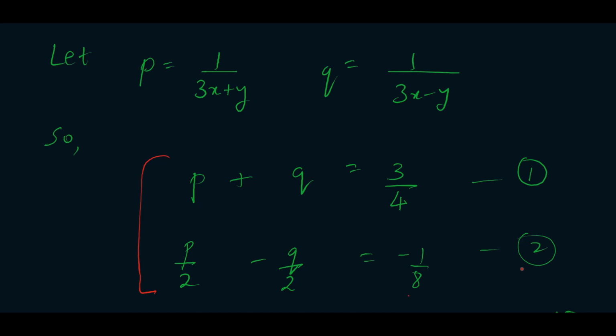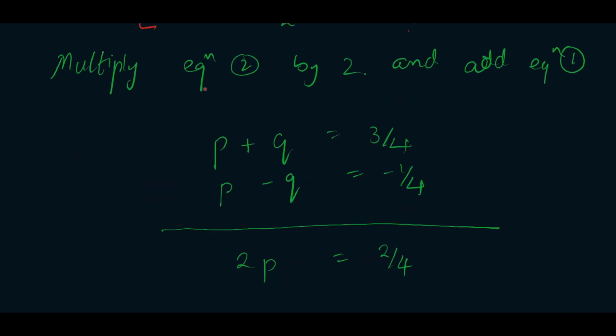Now we can solve this by either the elimination, substitution, or cross multiplication method. Here we will multiply equation 2 by 2 and then add it to equation 1. When you multiply equation 2 by 2, this gives us p minus q equals minus 1 by 4. Now we can add these two equations. So plus q and minus q cancel out. This gives us 2p equals 3 by 4 minus 1 by 4, which is 2 by 4. So the value of p is 1 by 4.